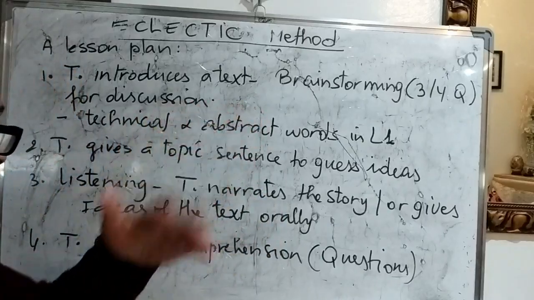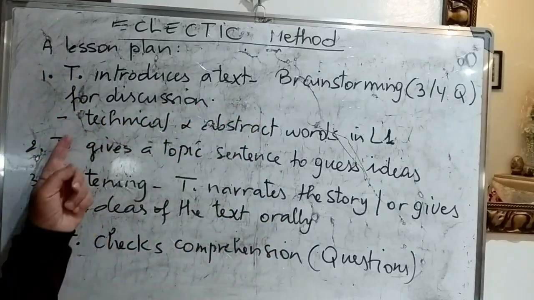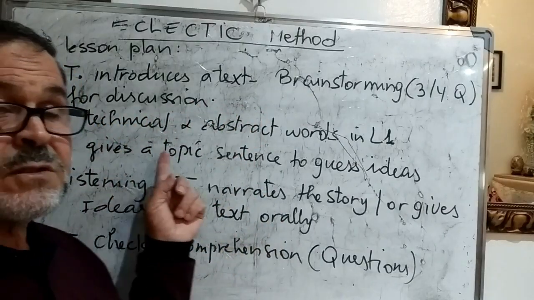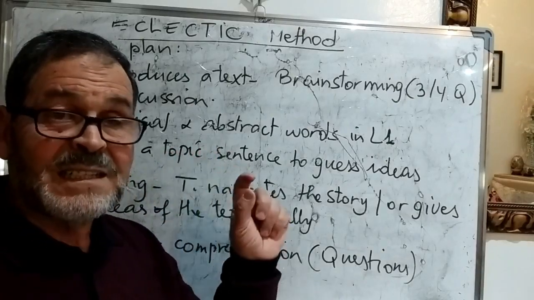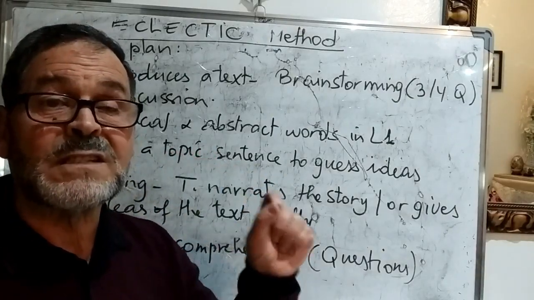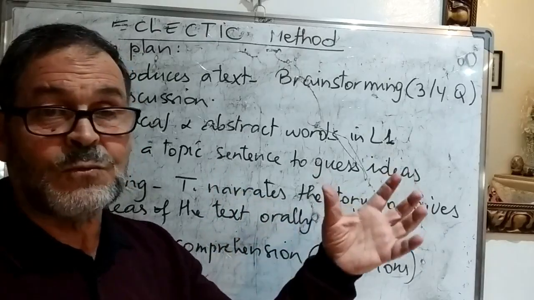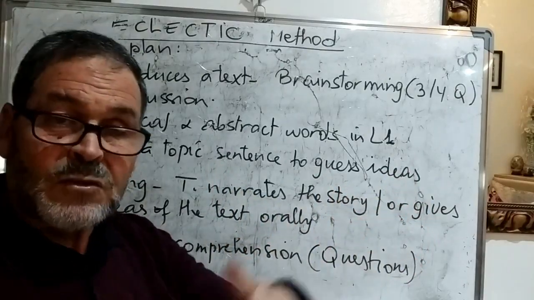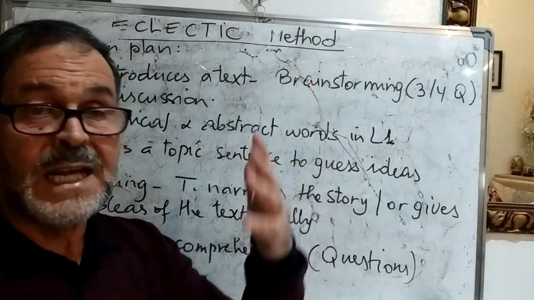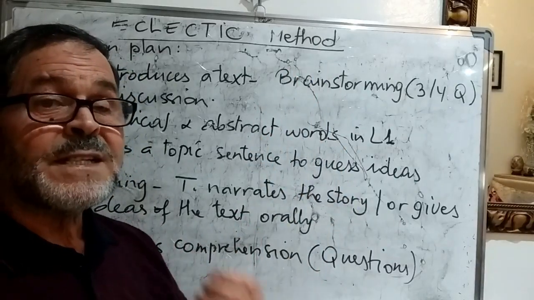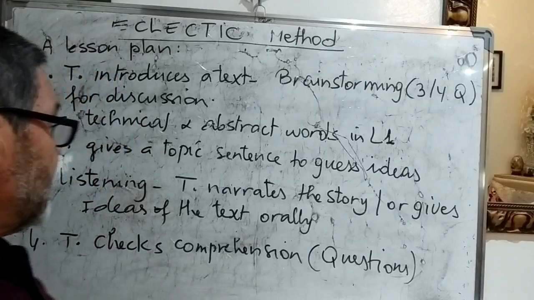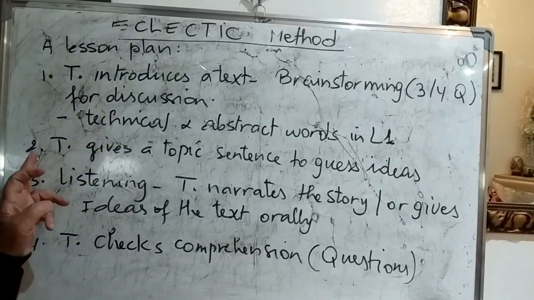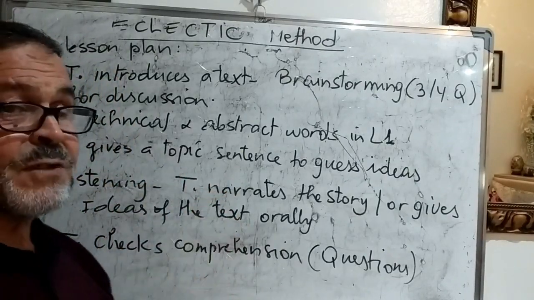After brainstorming and discussion, we try to explain technical and abstract words through translation. We can briefly translate the difficult words, giving a synonym in Arabic or in L1, just to save time. Then number two, the teacher gives a topic sentence to guess ideas.